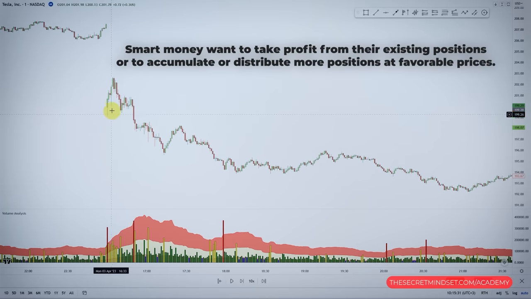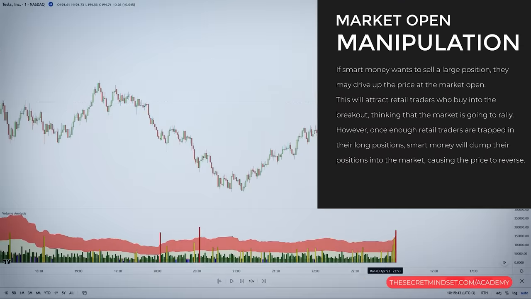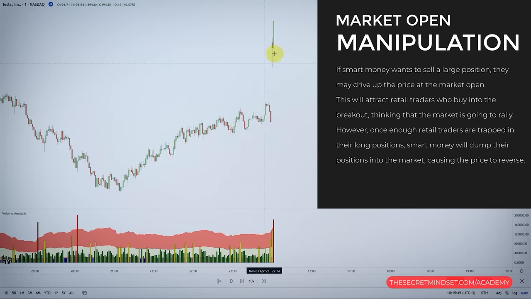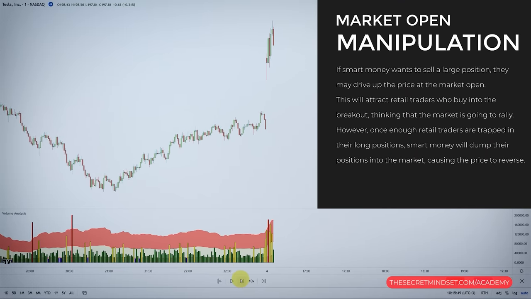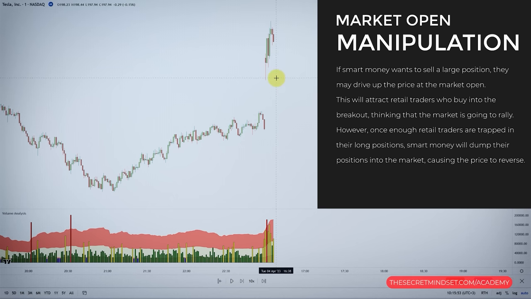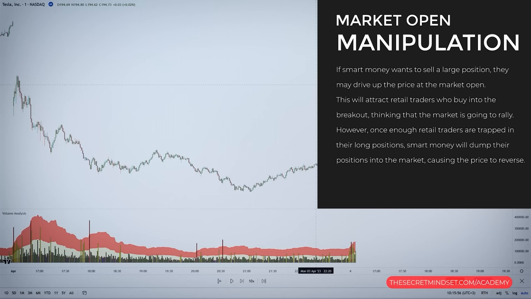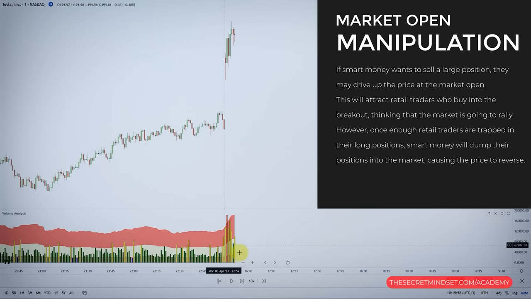Market open manipulation happens for two main reasons. Smart money wants to take profit from their existing positions, or to accumulate or distribute more positions at favorable prices. For example, if smart money wants to sell a large position, they may drive up the price at the market open. This will attract retail traders who buy into the breakout, thinking that the market is going to rally.